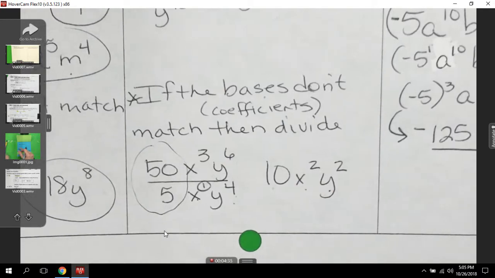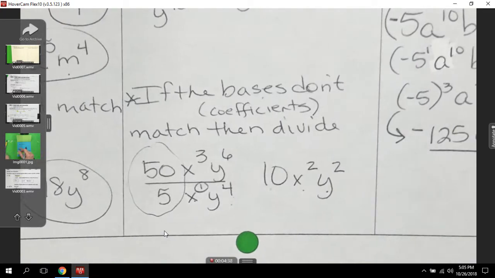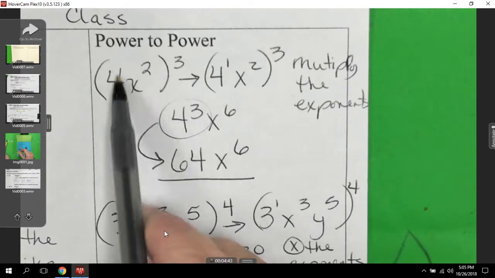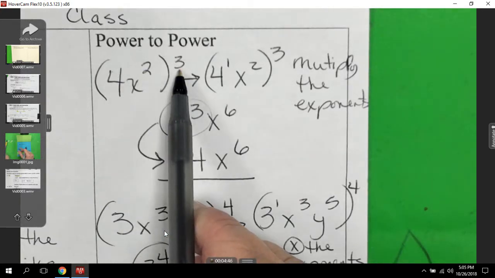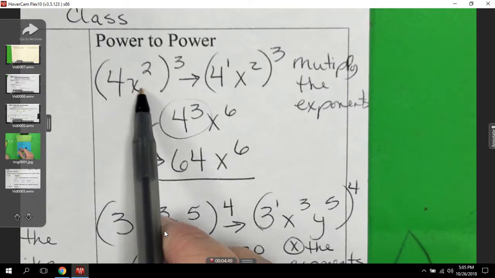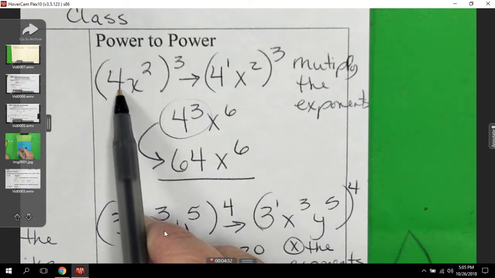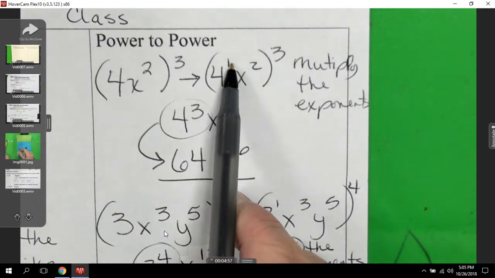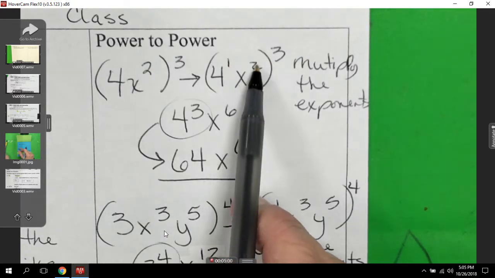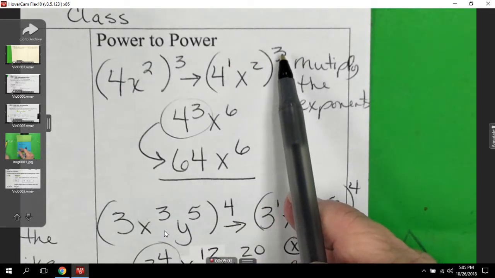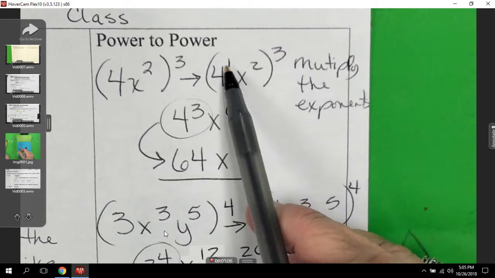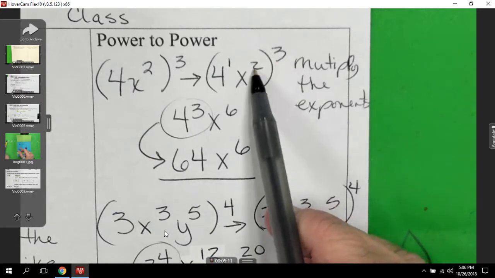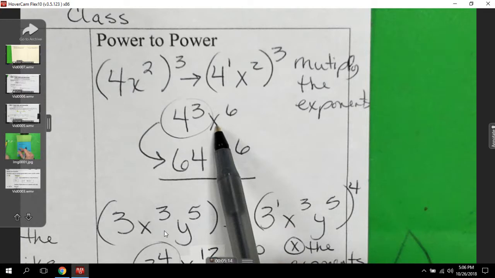We also talked about 9-6, and that is power to power. That is when we're taking a problem and we're raising it to a higher power. First, everything that's in parentheses, we want to recognize what its exponent is. There's no exponent here, so that's understood to be 4 to the 1st, x to the 2nd. Now, we're going to multiply the exponents. 1 times 3 is 3, so this becomes 4 to the third power. 2 times 3 is 6. This becomes x to the sixth power.